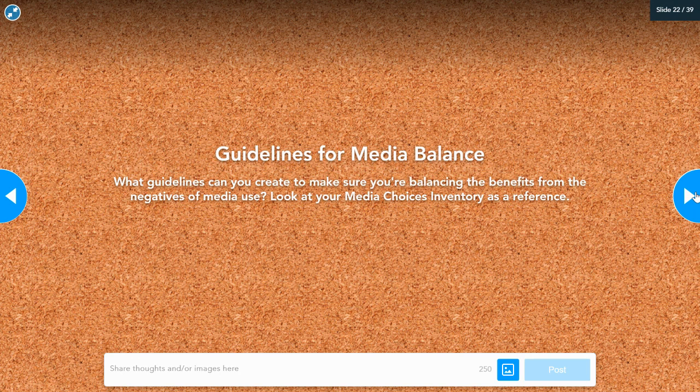Okay, so guidelines for media balance. What guidelines can you create to make sure you're balancing the benefits from the negatives of media use? Look at your media choices inventory as a reference. So that list, they said to screenshot, or I said even write down. You're going to look at that.